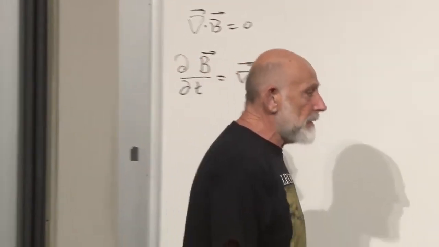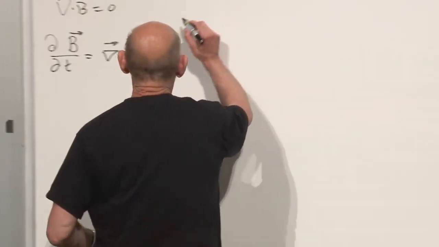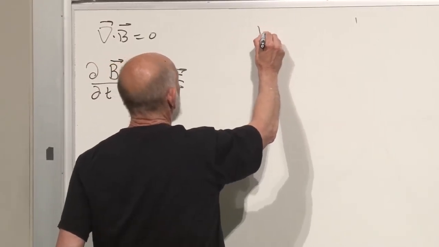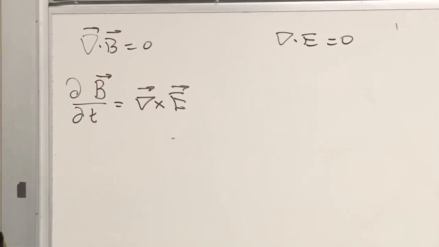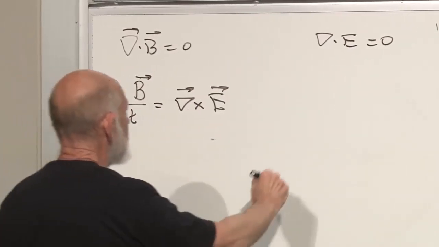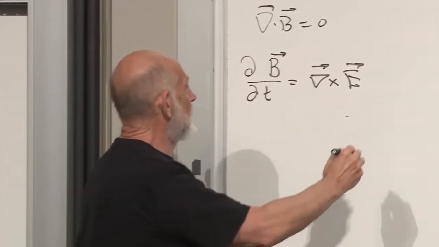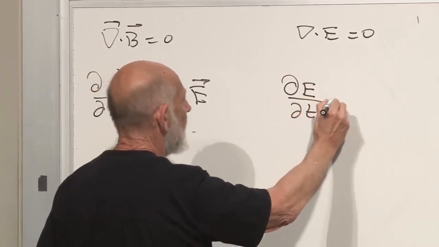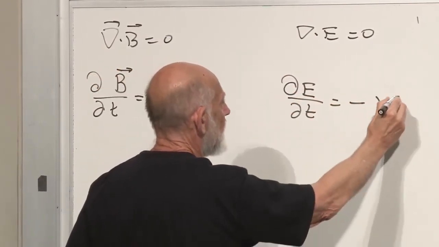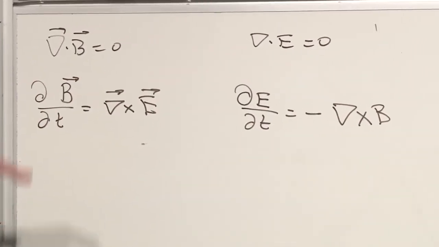In the absence of charges and currents, no charges and currents, empty space, the two other equations are del dot E equals 0, no charges, and an equation that looks like this, except E and B are interchanged, but not quite. So the other equation is dE dt is equal to minus del cross the magnetic field. Those are Maxwell's equations. They have a lovely symmetry.